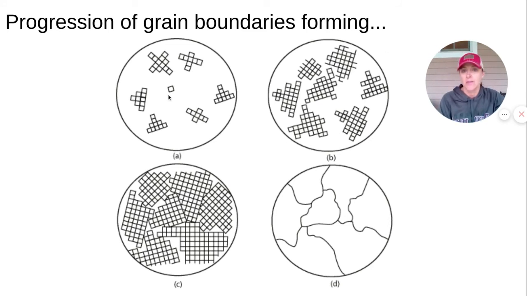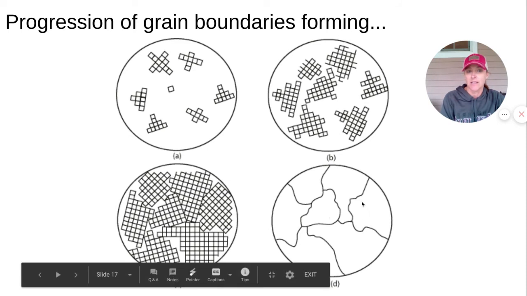So in A, the crystals just began. And this is how we're going to see this polycrystal eventually form. Over here, they begin to get bigger and bigger and bigger until eventually they collide into each other, and they're going to keep growing until they fill that spot. So here we've got individual grains, and then the lines that go in between are called grain boundaries.